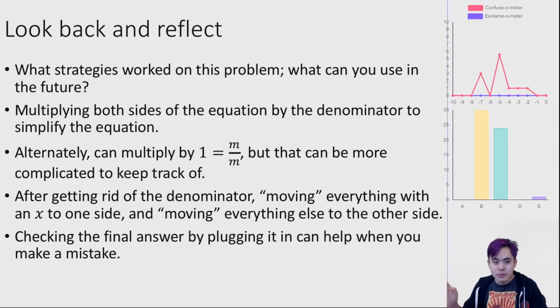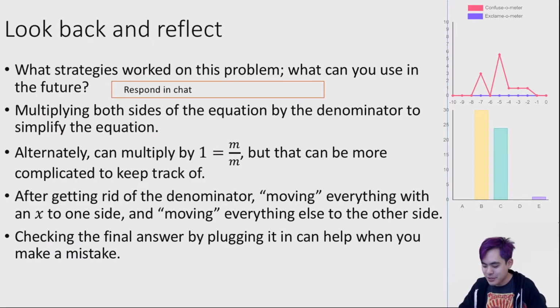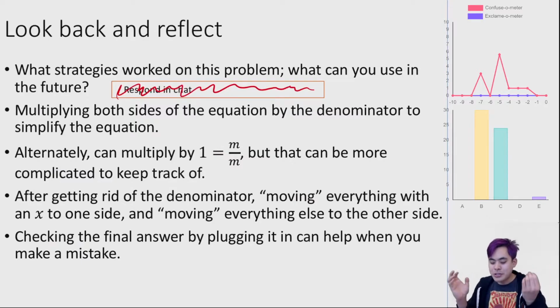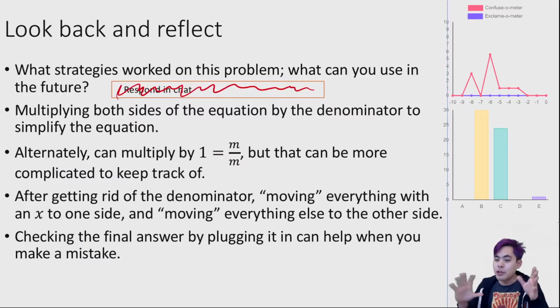Oops, I forgot to animate the slide, but that's all right. I will not ask you to respond in chat, so let me cancel it out. I was going to ask, what strategies worked on this problem? What can you use in the future? There are several things we did to solve this equation. One was multiplying both sides of the equation by a denominator to simplify the equation. Another way would have been to multiply by 1, but rewrite 1 as m over m as a fraction, but that can be a little more complicated to keep track of. But you will have to do that on some other problems.